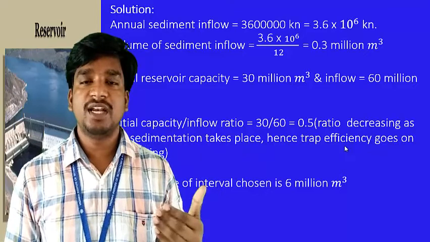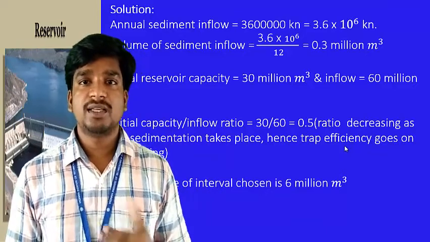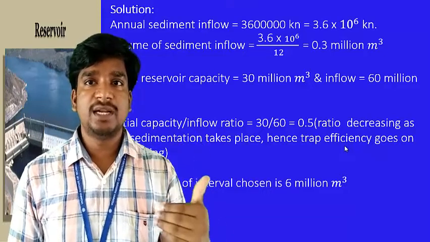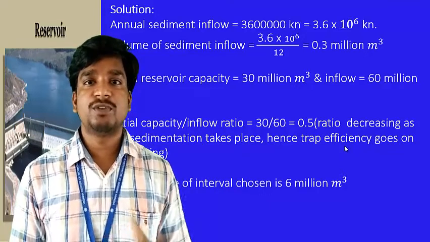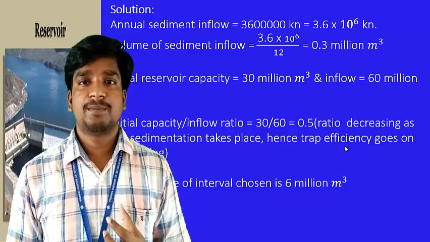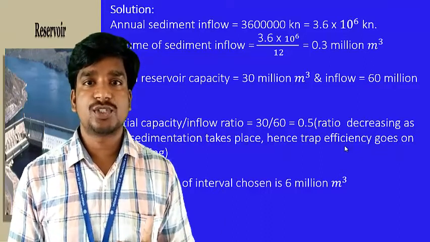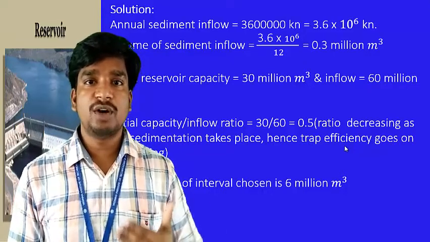The weight is given in kilonewtons. Now let us convert it into volume. How to convert that? We need to divide the average sediment, which is given as 3.6 into 10 to the power of 6, by the specific weight of the sediment. After dividing, we get 0.3 million cubic meters. Now we have the volume of sediment inflow. Then after that, what do we need to do?